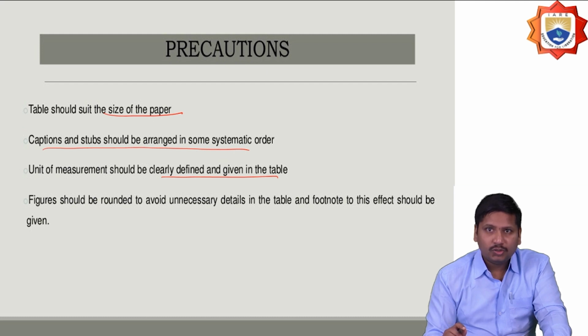So the table should show the size of the paper, and the captions and stubs should be arranged in systematic order, and clear units of measurement should be defined and given in the table. The figures should be rounded to avoid unnecessary details in the table, and a footnote to this effect should be given.